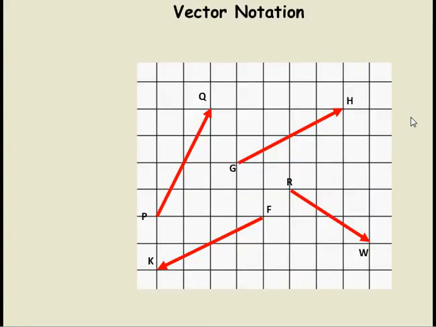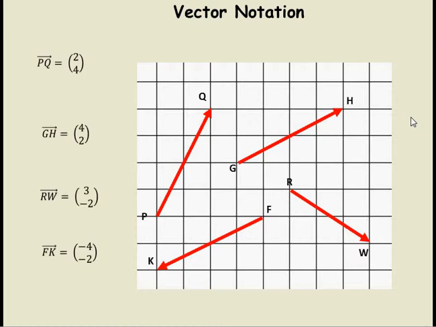Here's some more vectors, 4 more vectors. These are between 2 different points. So the vector going from P to Q is vector PQ. It's 2 right and 4 up, so (2, 4). Vector GH is (4, 2). RW is (3, -2). And vector FK is (-4, -2).